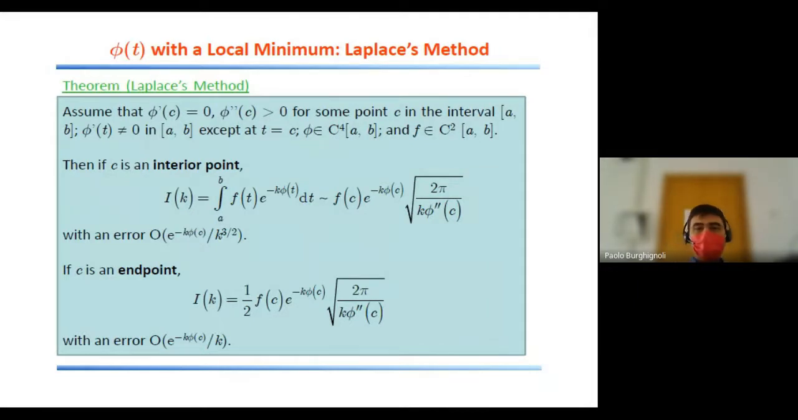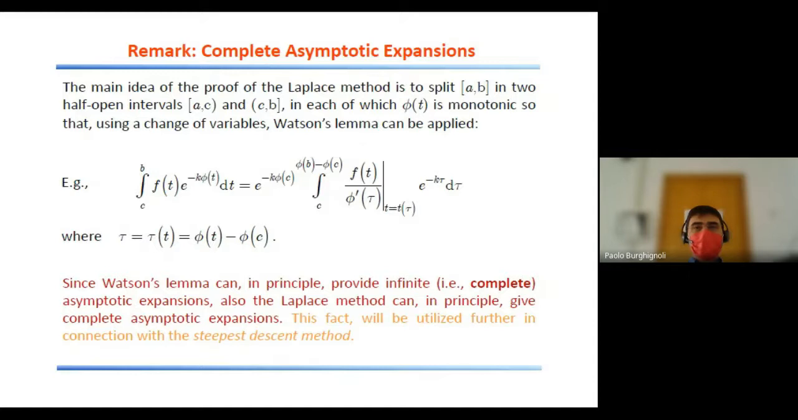Some remarks. The main idea in the rigorous proof of the Laplace method is to split the interval into half-open integrals, one on the left of the point c and the other on the right of the point c, in each of which the function phi is monotonic. That is because we have assumed that the function phi has a single point in which its first derivative vanishes. So that if you change variables, then you can apply Watson's lemma.